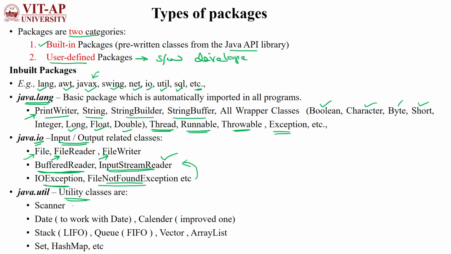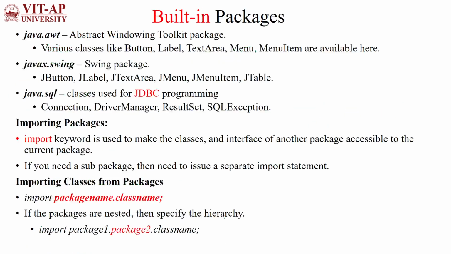And the utility package has Scanner. This is important for getting the input from the users, right? And the Date class, Calendar class, Stack, Queue, data structures, Vector, Set, HashMap. So these are all the Java collection interfaces and classes, which are stored in the utility package. These are all default libraries.